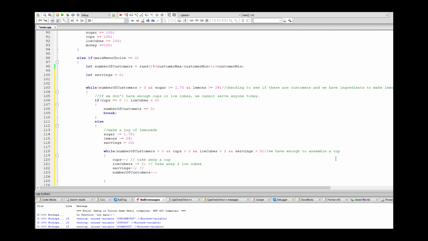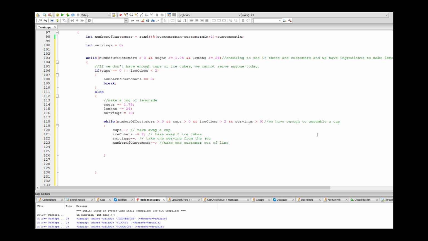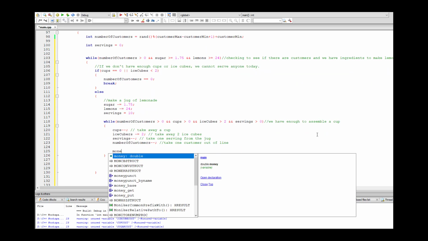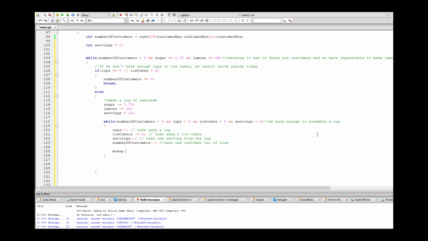All right, take 1 serving from the jug. All right, and take 1 customer out of line. All right, so now we've served 1 customer. So what we do then is we say, in exchange, money plus equals.